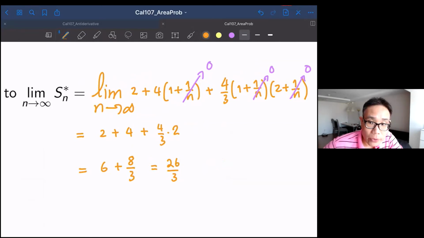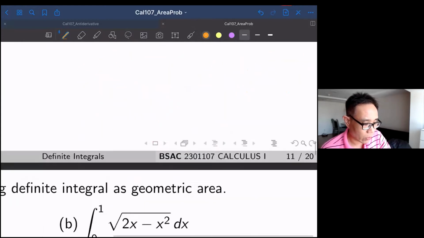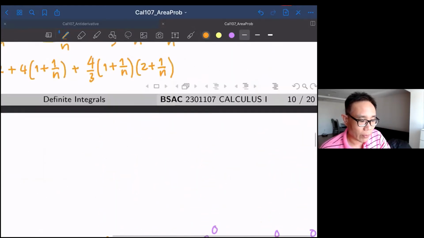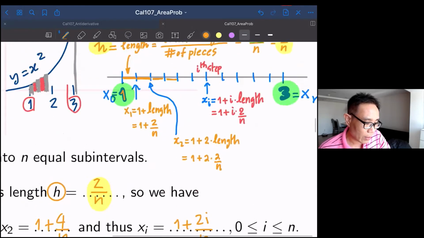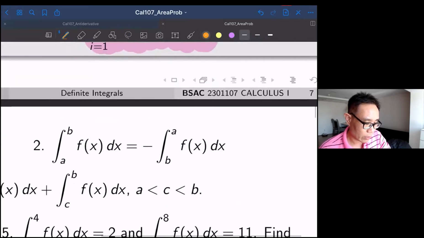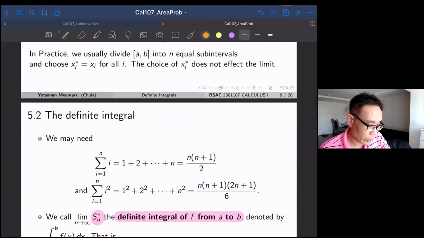Okay, so you see that it's kind of difficult to compute the area by using the Riemann sum. I will give you one homework on this one. However, in practice, we're not going to use this method to compute the area under the curve that we are looking for. We're going to use the fundamental theorem of calculus instead. But before we go to that, let's go back to this example.